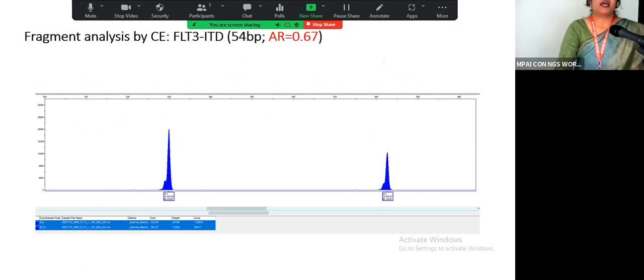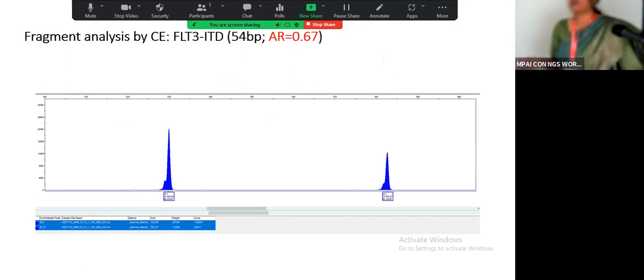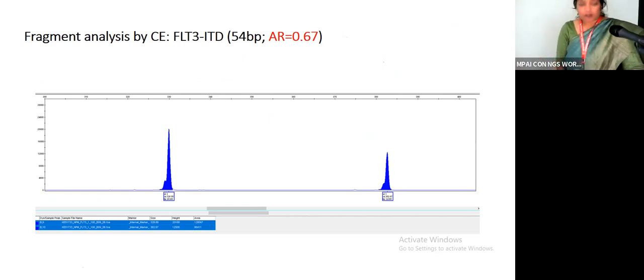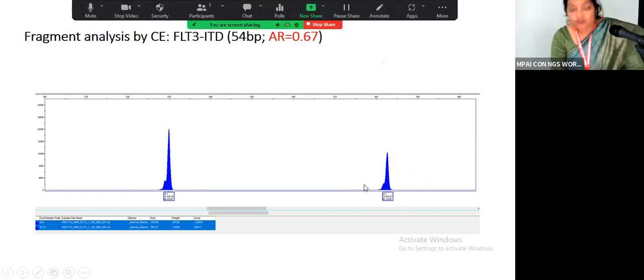Cytogenetics was normal. We did a fragment analysis. Our protocol is to do NGS in all cases and Sanger capillary fragment analysis for CEBPA, FLT3 ITD, and NPM1 in all the AML cases. So the fragment analysis showed a positive mutant band, which was 54 base pairs in size, and the allele ratio is 0.67. Why I have marked it in red is, as far as the new guidelines are concerned, allele ratio is obsolete, but still we continue to do it. Allele ratio, how it is calculated, is not a part of this discussion.